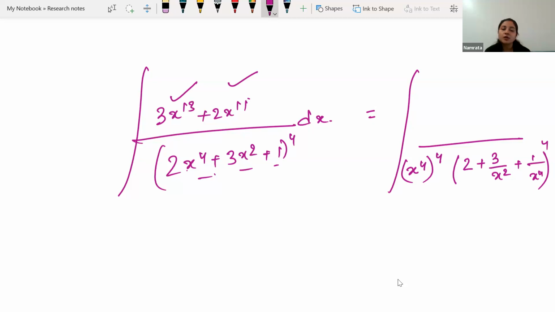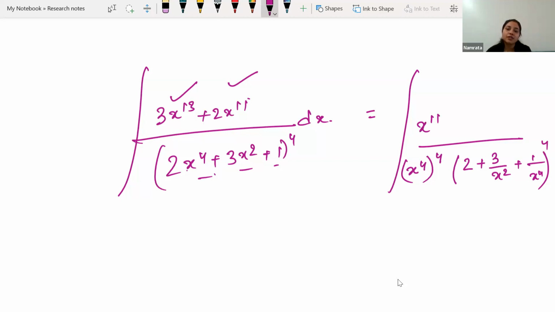Why did we do so? We are trying to cancel out as much x as possible. In the numerator, the first term has 3x to the power 13. The second term has x to the power 11. If we take the common factor, x to the power 11 will be common. So to cancel that, we need something in the denominator also, right?